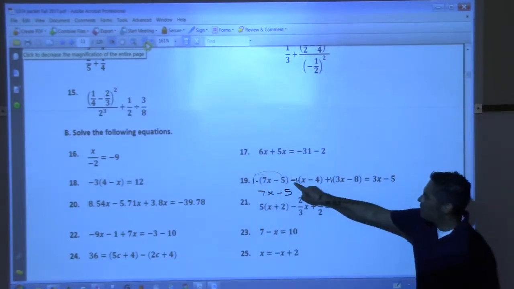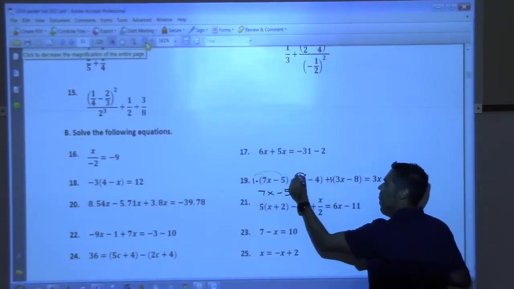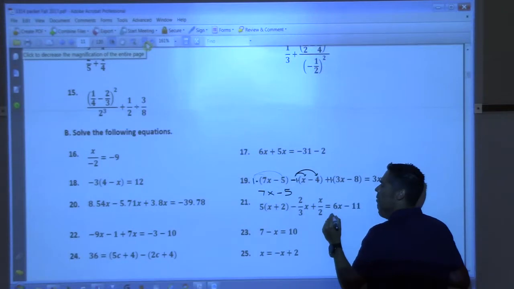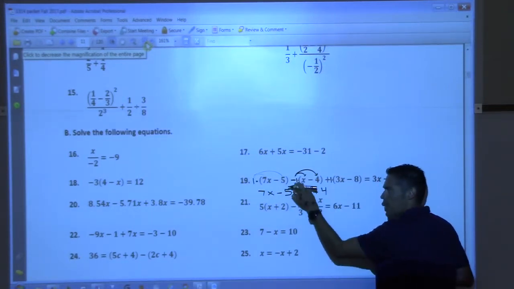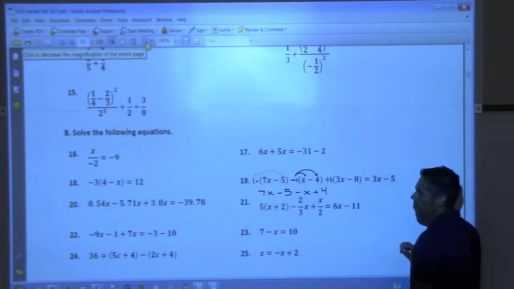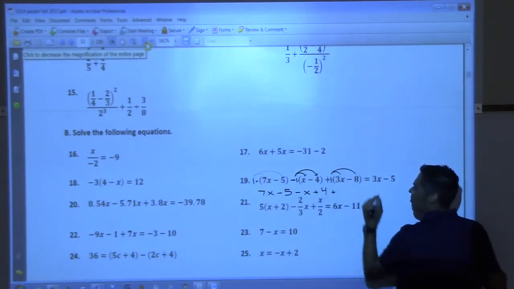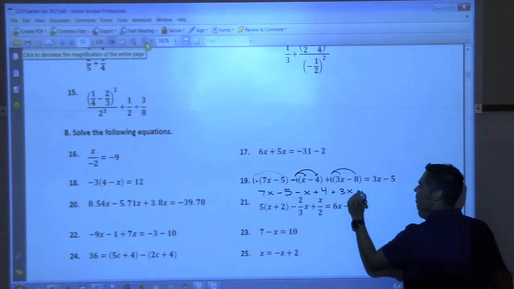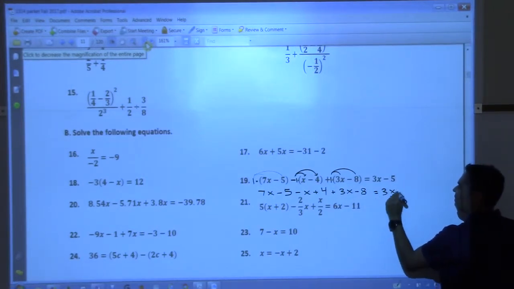Now this negative that was here has to distribute through. So it has to apply to both this x and to the -4. So that should give me a -x and a +4, right? Negative times a positive would be negative, and then negative times negative would be positive. Next one, it's a 1 that goes through, so nothing changes. So again, 3x minus 8 plus 3x minus 8. And now equals 3x minus 5.